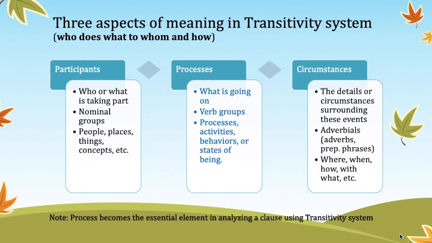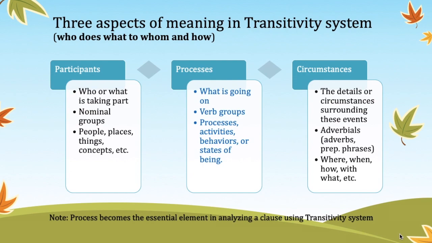3 aspects of meaning in transitivity system. They talk about who does what to whom and how. Participants. They talk about who or what is taking part: nominal groups, and people, places, things, concepts, etc.